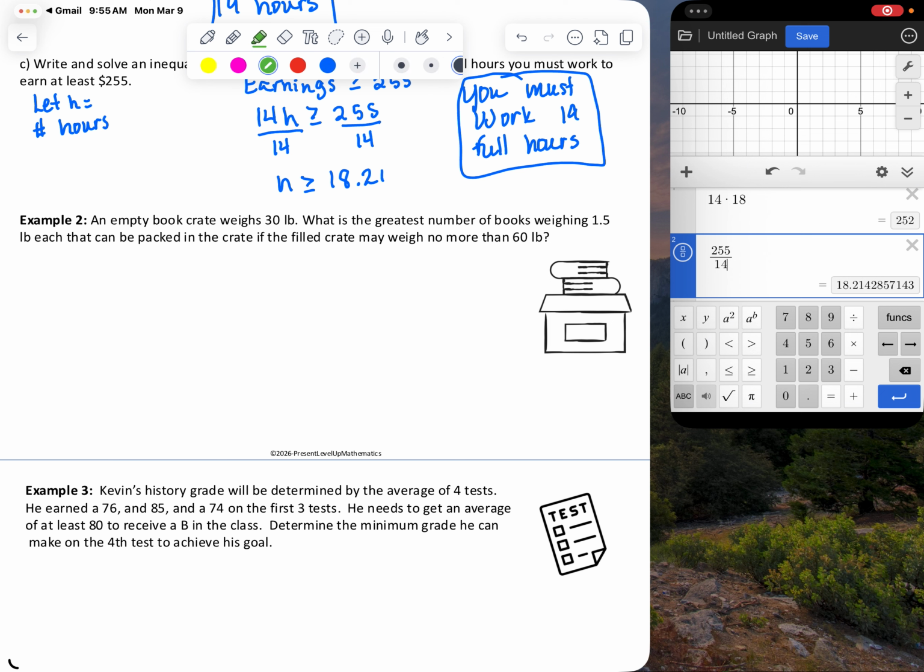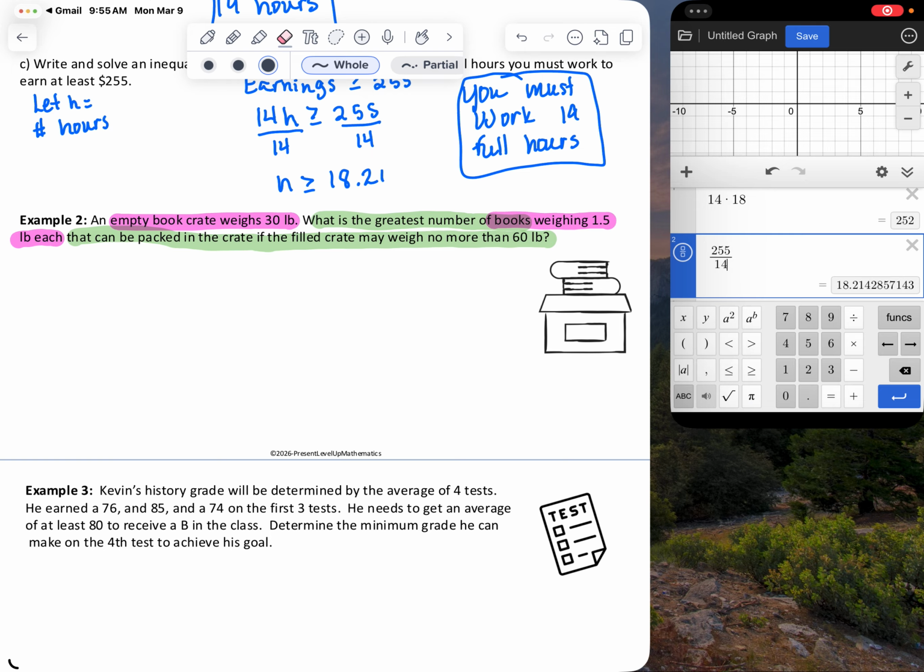All right, so I'm going to use my highlighter again. I'm going to use pink to highlight what is known and green to highlight what is unknown. So here's what I do know. I know we have an empty book crate that weighs 30 pounds. And then we're going to fill it with books that weigh 1.5 pounds each, okay? And what I don't know is what is the greatest number of books that can be packed in the crate if the filled crate can weigh no more than 60 pounds. So what is unknown? What is unknown is the greatest number of books.